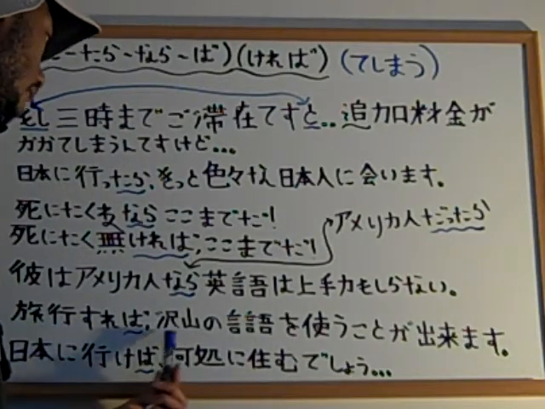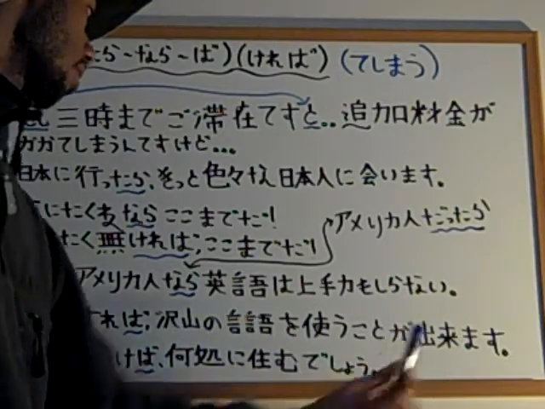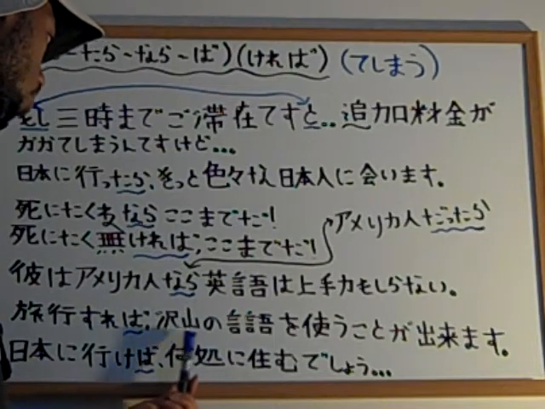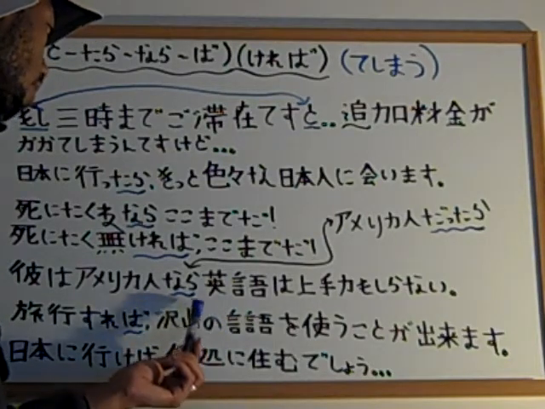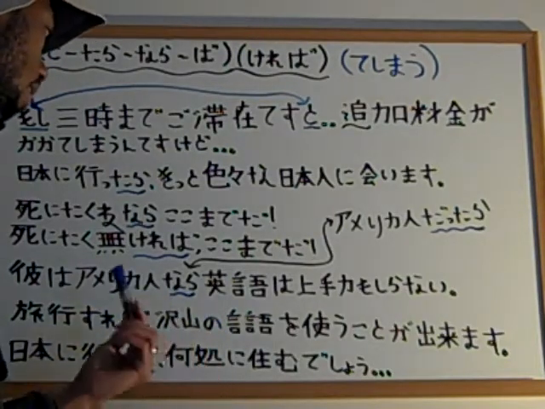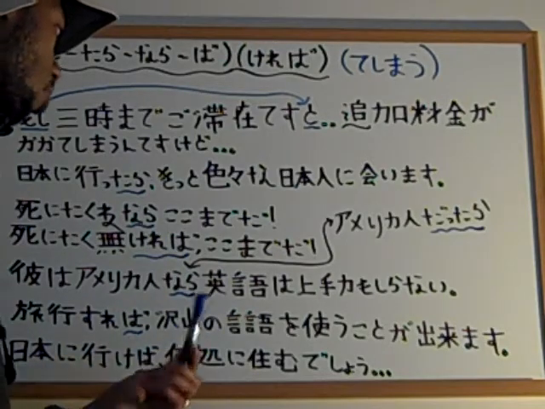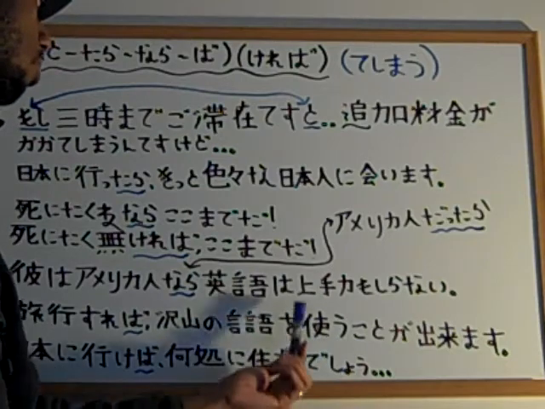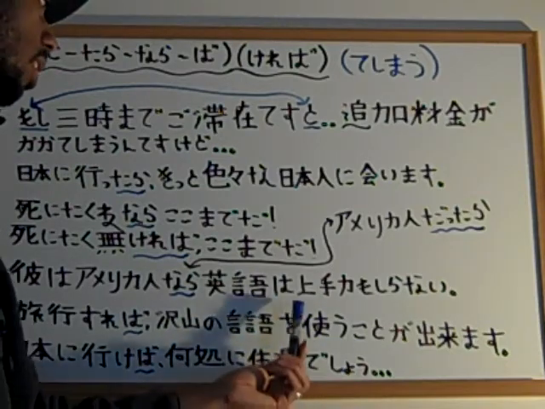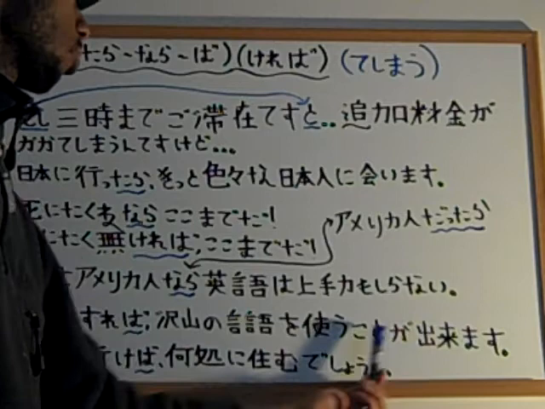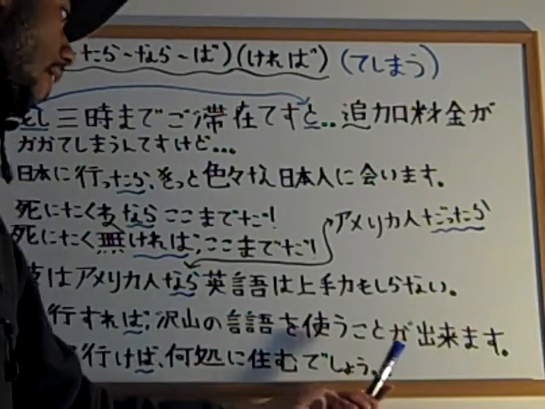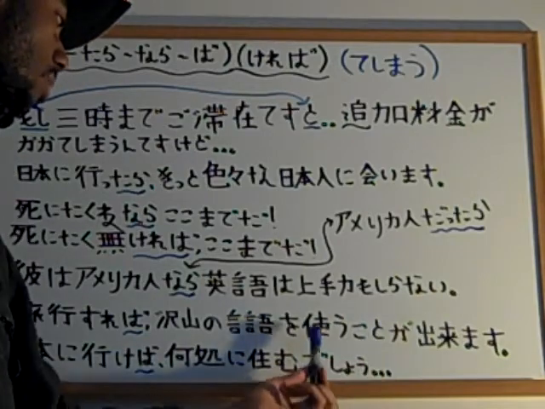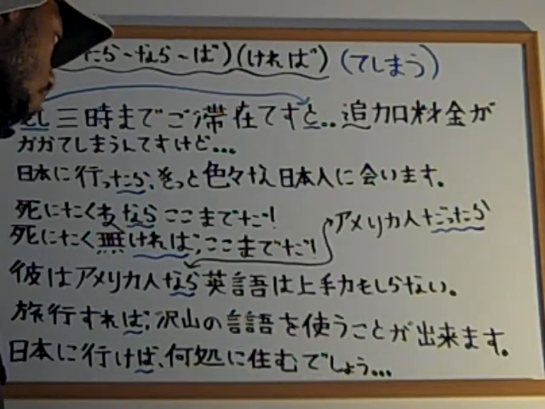If you travel, takusan no gengo wo tsukau koto ga dekimasu. You'll be able to use a lot of languages. Takusan is a lot. Whenever you say a lot of something, you have to add no. Make sure you add no. Takusan no gengo wo tsukau. Tsukau is to use, dictionary form. Koto ga dekimasu means to be able to do. So tsukau koto ga dekimasu, you will be able to use.